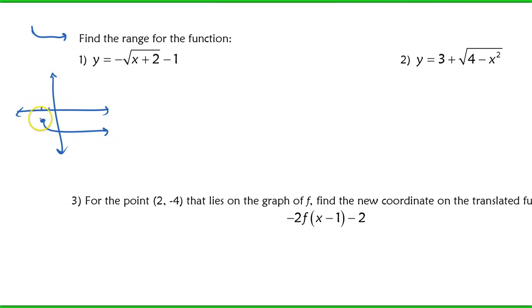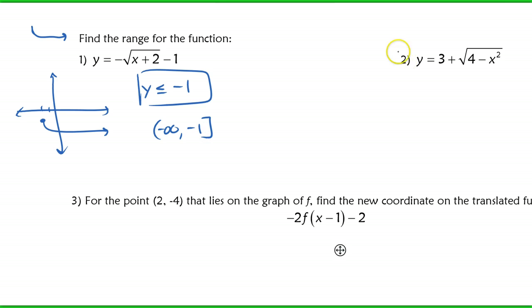Well, you see your high point here is at y equals negative 1, right? So y is going to be less than or equal to negative 1. That would be your range. So if you write that in interval notation, then we have open bracket, negative infinity up to negative 1, close bracket.